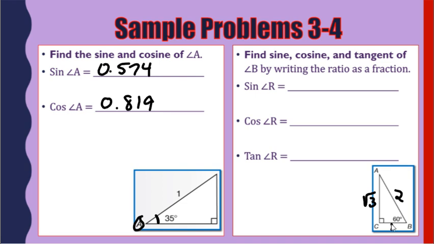So now find the sine of angle B. So these should be B here. So sine of angle B, opposite, square root of 3 over hypotenuse, which is 2. Cosine of B, adjacent over hypotenuse. And tangent, the opposite, square root of 3 over adjacent, which is 1. Those would be our ratios.